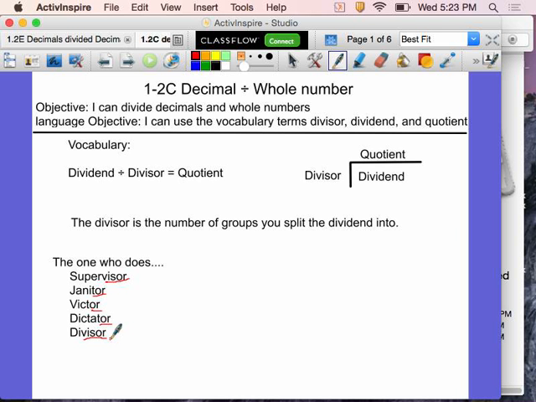So the divisor is telling you how many groups you're going to split your big number into, whatever number it is. So like a supervisor tells people what they need to be doing, a janitor makes sure they're getting everything done, a victor is doing the winning, the dictator is doing the decision making, and the divisor is doing the dividing. So they're all doing something, and the divisor for us is telling us how many groups we need. Okay, so the divisor is the one that's doing the cutting.